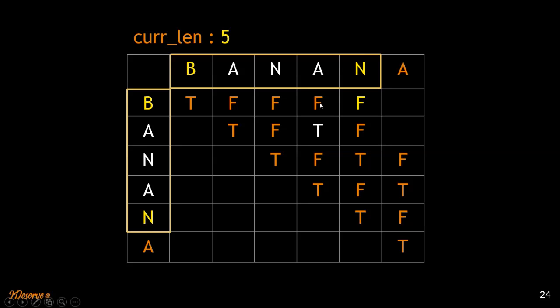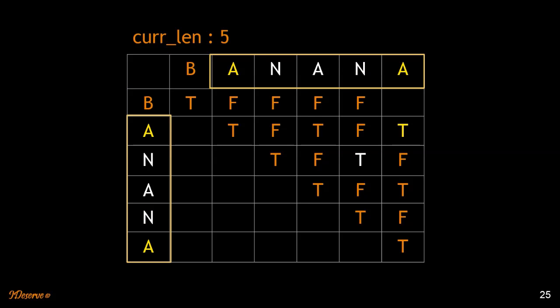Let's go to the last substring of length 5. We see that the first and the last characters match, A equal to A. We trim those out, and we have a remaining substring of NAN, right, which is basically a palindrome. So the whole string ANA will be a palindrome. Okay, so we set true for that.